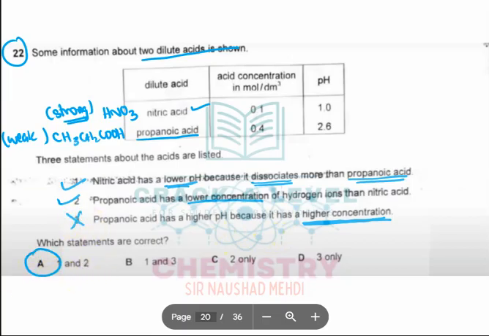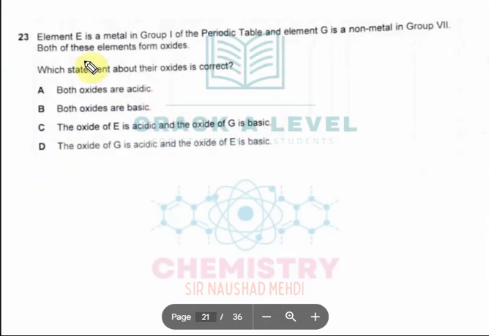So option A is the correct answer for this one. Element E is a metal of group 1 of the periodic table, and element G is a non-metal of group 7. Both of these elements form the oxide. So which statement about their oxide is correct?